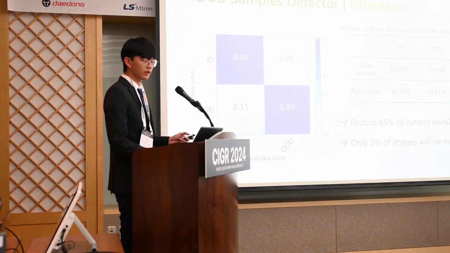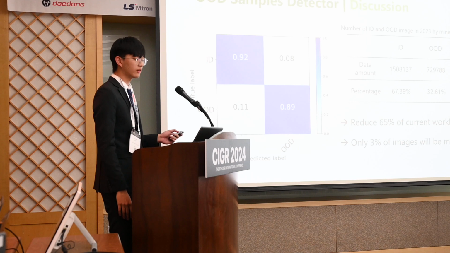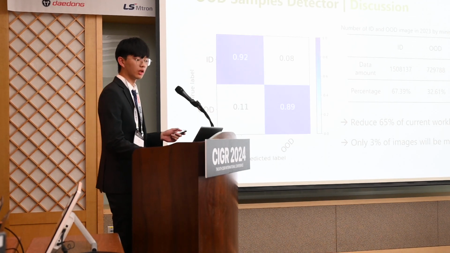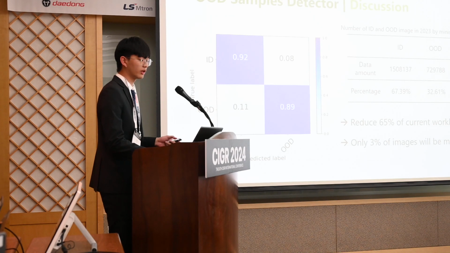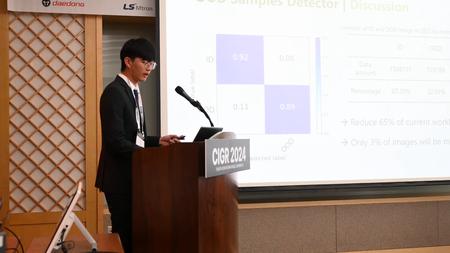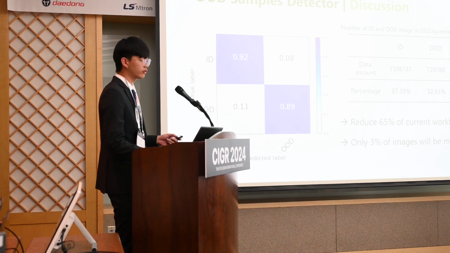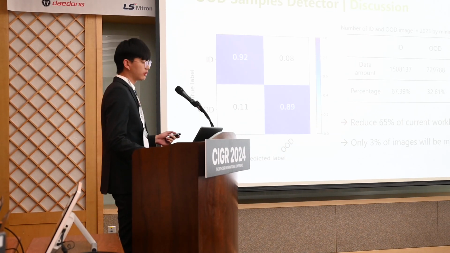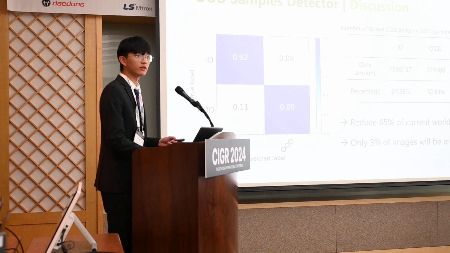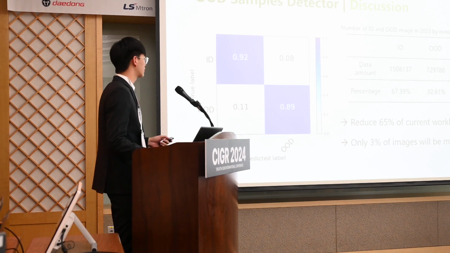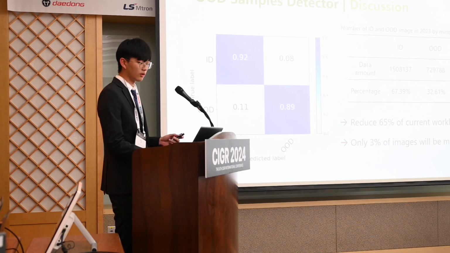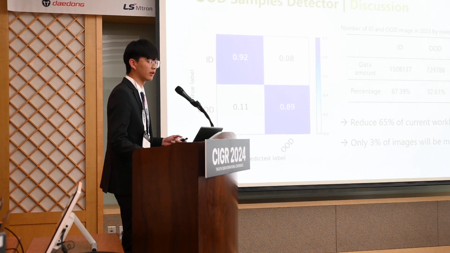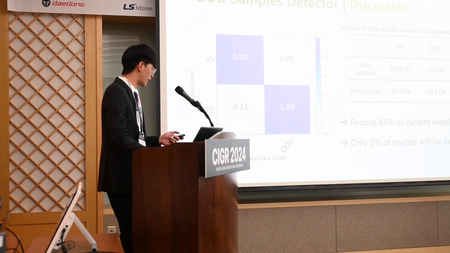And this result indicates that this model can effectively reduce the workload of laborers in real-world applications. According to the 2023 statistics from the Ministry of Agriculture, and based on the ratio of ID and OD images, the model can reduce the current workload by about 65%, with only 3% of images misclassified as an input for the crop type classifier.